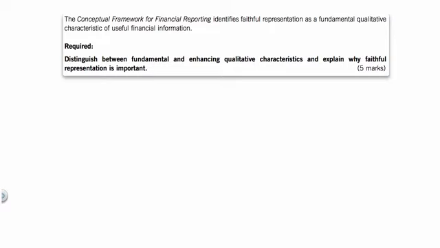Okay, so a simple question this time, a simple knowledge question. First of all, it says distinguish between fundamental and enhancing characteristics. Okay, so make sure you can do this. First of all, obviously state what they are.